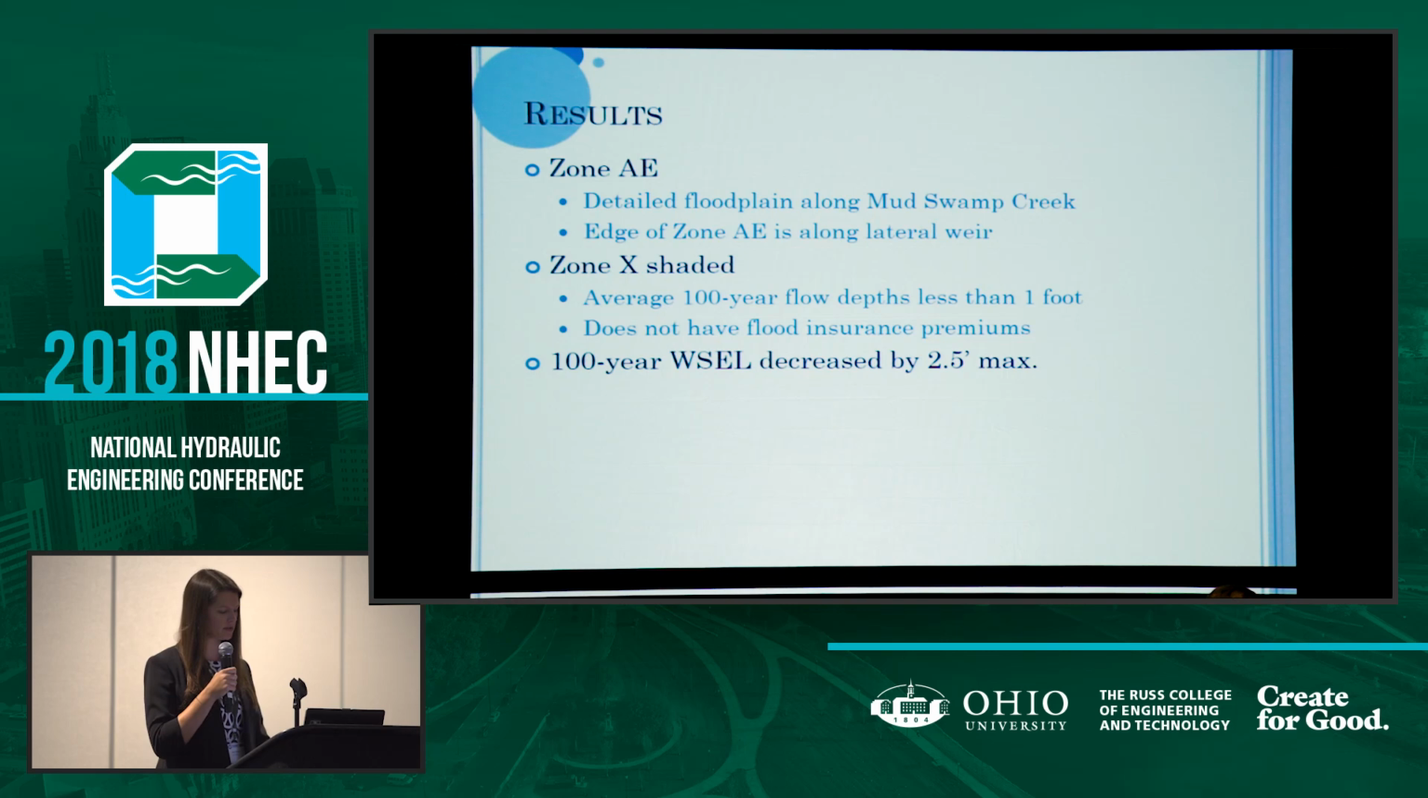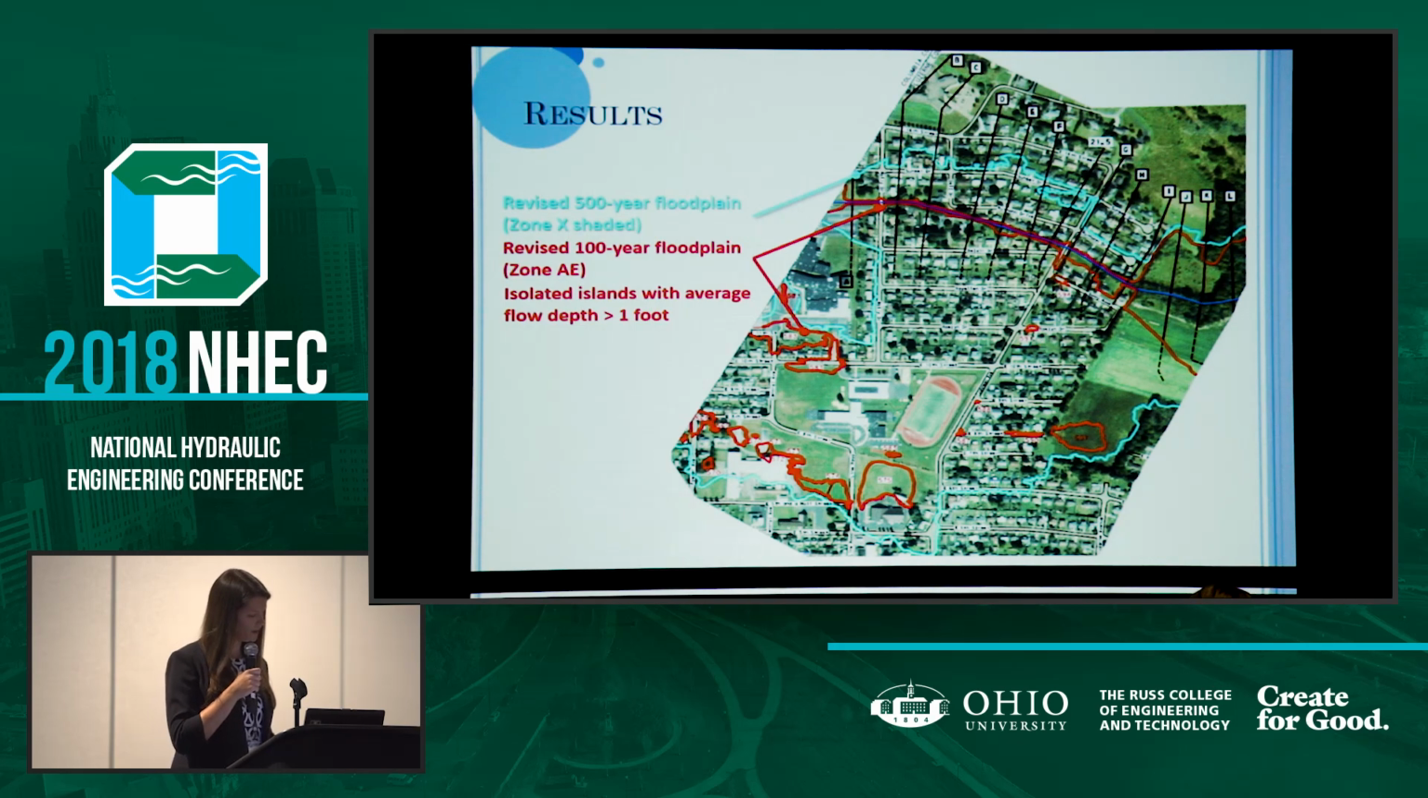The 1D, 2D results also decreased the 100-year water surface elevation by a maximum of 2.5 feet when compared with the effective FEMA map. The 1D, 2D results were used to map the floodplain shown here. Along the channel in red is the new 100-year floodplain limit. In light blue is the revised 500-year floodplain limit. The red islands in the southern floodplain are isolated areas with average flow depths greater than 1 foot. So let's superimpose these results on the effective FEMA map.